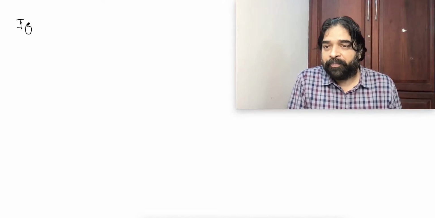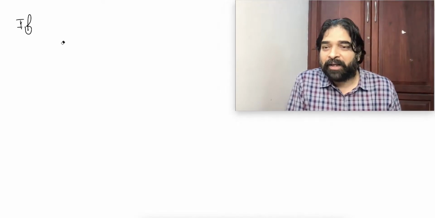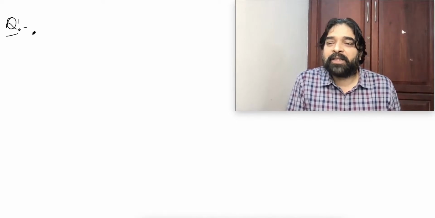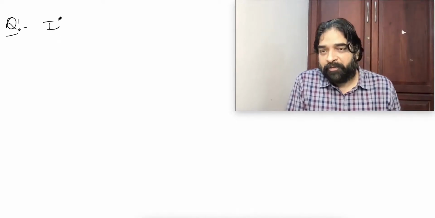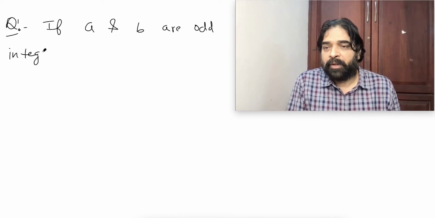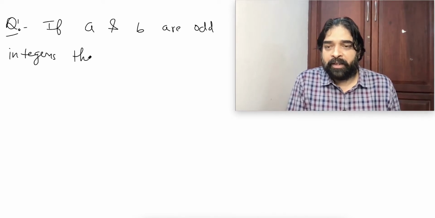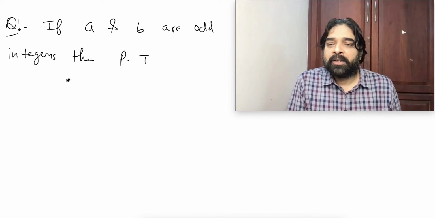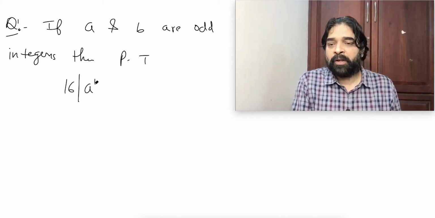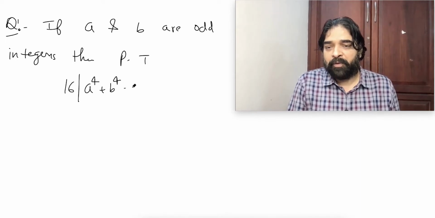Sometimes in a hurry I give the wrong questions also, so please excuse me for that, because these are not really questions, this is just the basic foundation of number theory. If a and b are odd integers, then prove that 16 will divide a power 4 plus b power 4 minus 2.